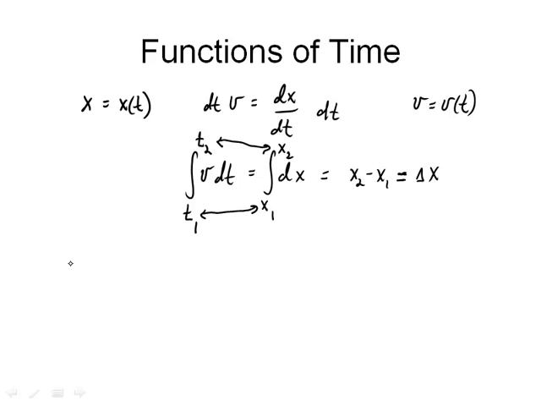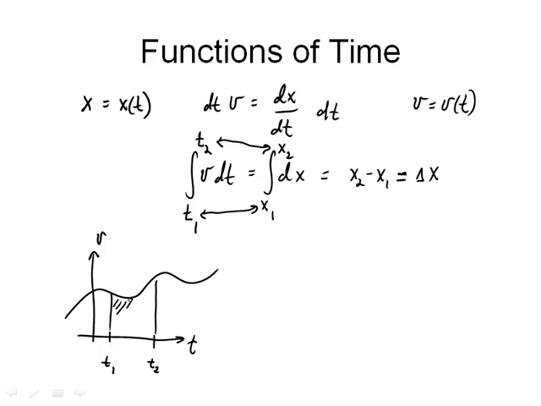All right, but what do I know? Since velocity is a function of time, then if I were to graph time here and velocity here, and I have some function in here, then the integral of v dt, measured, say, from t1 to t2, that's going to be the area underneath this graph. And so the area underneath that graph is the change in position. The area underneath the graph is the change in position.